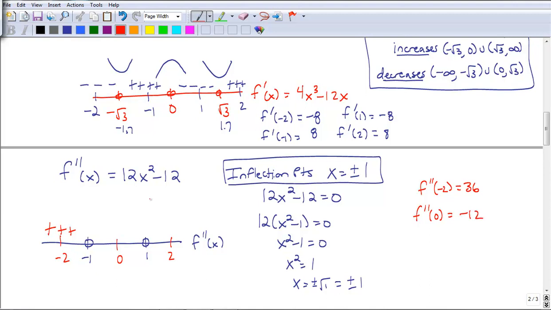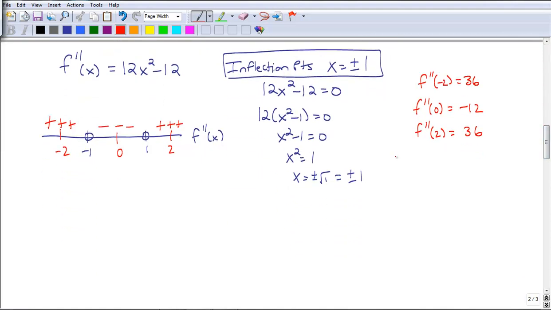Plug in 0 to my second derivative, I get negative 12. If the second derivative is negative, it means it's concave down there. When I plug in positive 2, I get a positive number out of the second derivative. So I know that it's concave up there, so I also know where it's concave down and concave up. It's concave up from negative infinity to negative 1, and from 1 to infinity. And it's concave down between those, from negative 1 to 1.